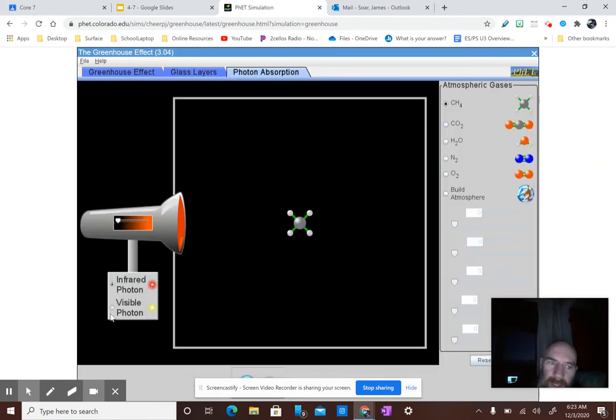We're going to click on visible photon first. This is the sunlight. And we're going to turn this cannon on by turning that to there. You see how the visible photon goes right through this molecule, which is methane, CH4. It goes right through CO2, which is carbon dioxide. It goes through H2O, which is water in the form of steam. It goes through nitrogen. Yep. And it goes through oxygen. All right. It goes through all of them. Sunlight goes right through.